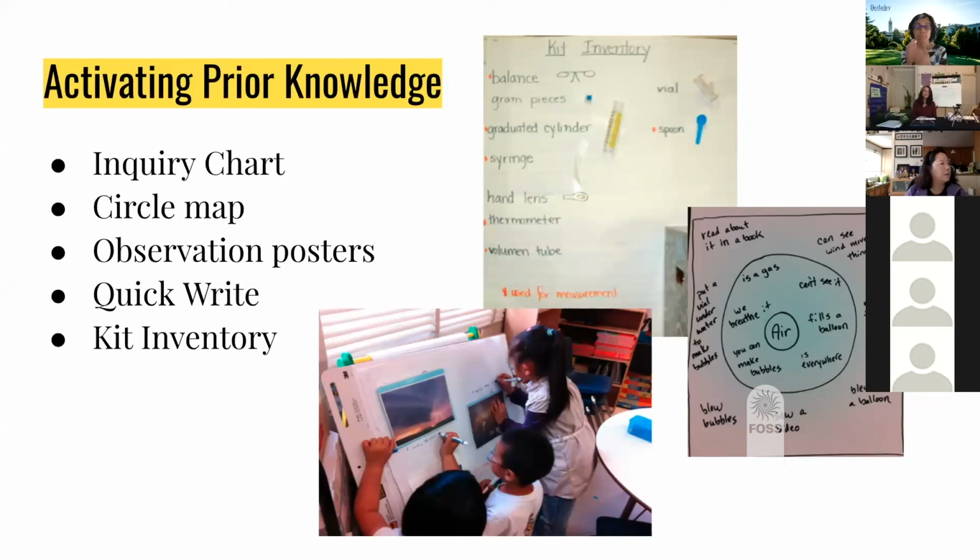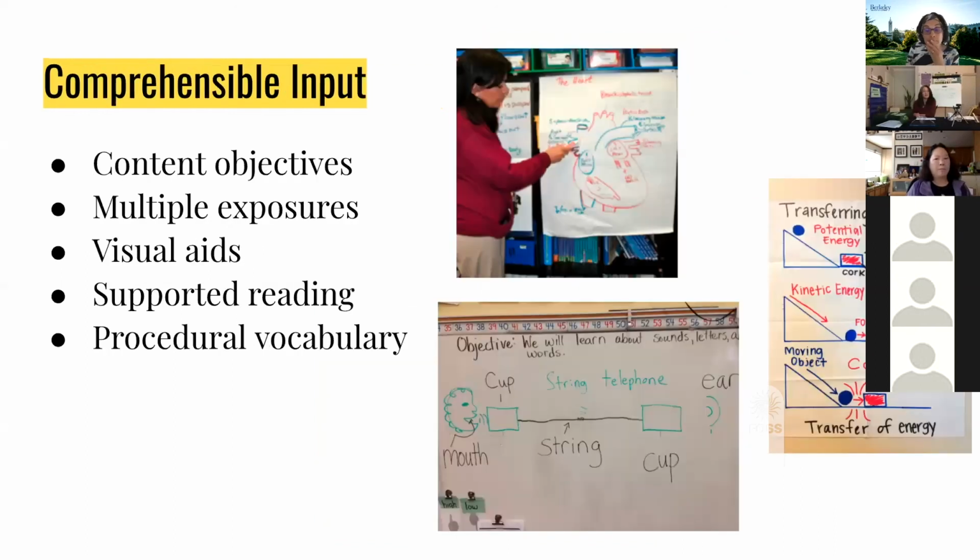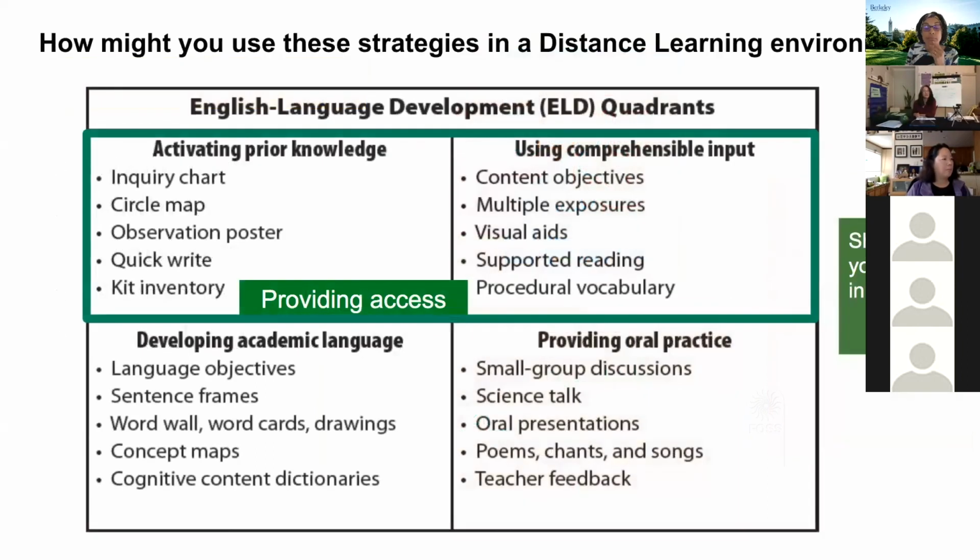A lot of GLAD strategies, guided language acquisition design. None of these are new, but these are things that we know work. Now our question is, how can we translate these to digital learning? Because activating prior knowledge, comprehensible input, again, making sure we're providing plenty of visuals for students.